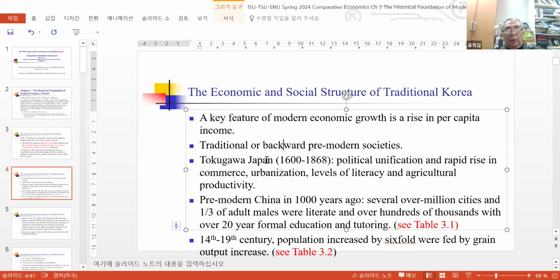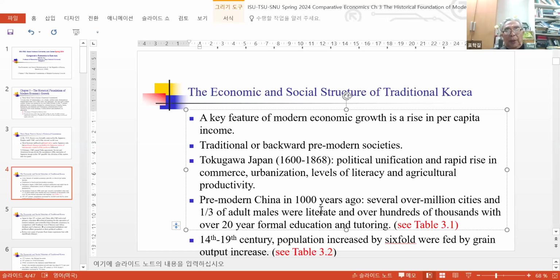The traditional or backward or pre-modern society was dominant in East Asia, but Tokugawa Japan, 1600-1868, achieved political unification and a rapid rise in commercial urbanization, levels of literacy, and agricultural productivity. So Tokugawa Japan first moved on to political unification and rapid urbanization and rapid modernization.